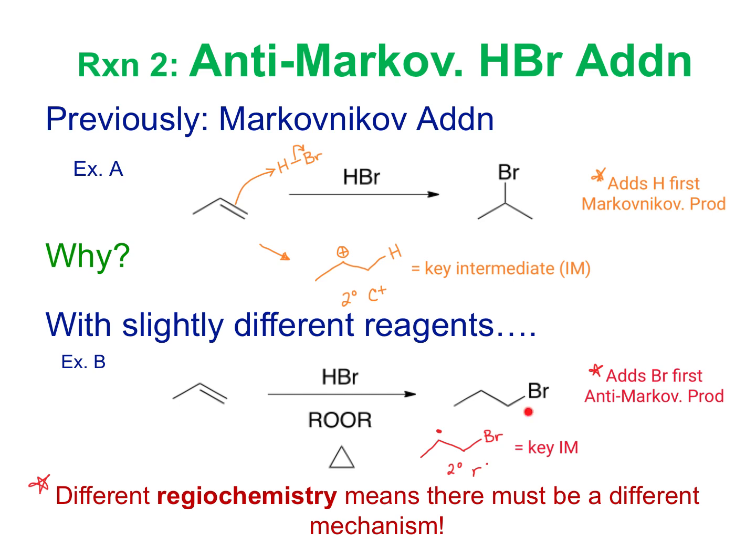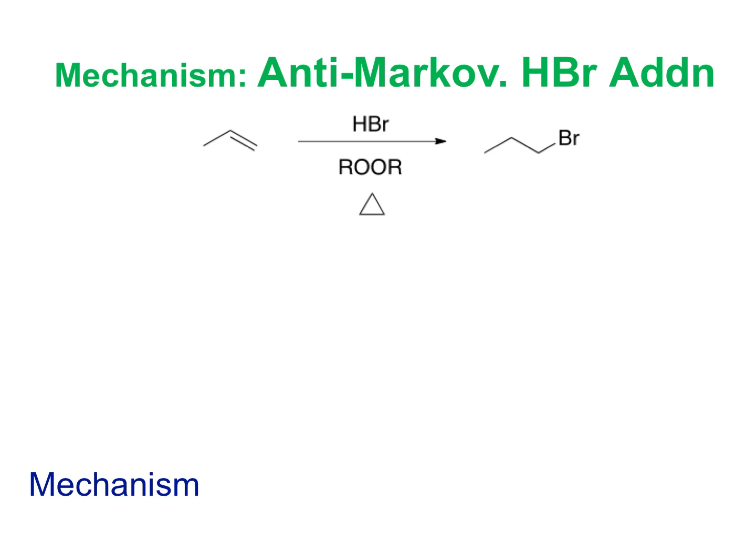So let's dive a little bit further into this mechanism so we can understand where that key intermediate comes from and how we get to the final product. All right, so I've redone the reaction up at the top, so we have plenty of space to do the mechanism now. So remember we said our key intermediate for this one is going to be the radical where the bromine added first. I'm going to put that up as reference so we can figure out how we are going to get this key intermediate and then how we are going to get from the intermediate to the product.